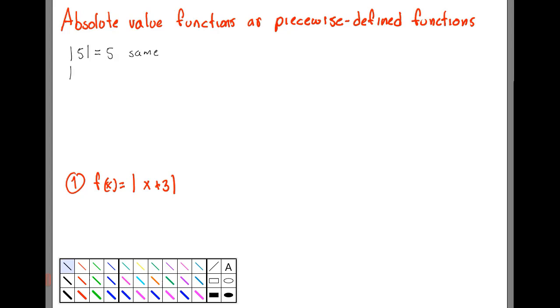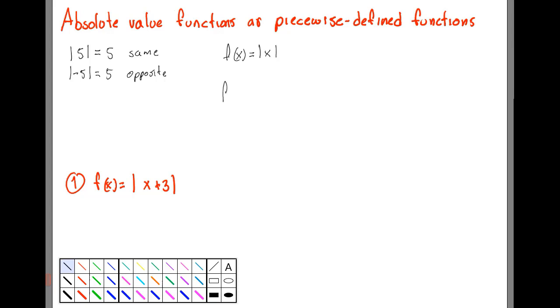And what happens with negative numbers? For example, the absolute value of negative 5 will still be 5. So it is the opposite. As you can see, for the negative values, what we are doing is multiplying times -1. So we can express this in general. Let's write it as a function, f of x equals the absolute value of x.